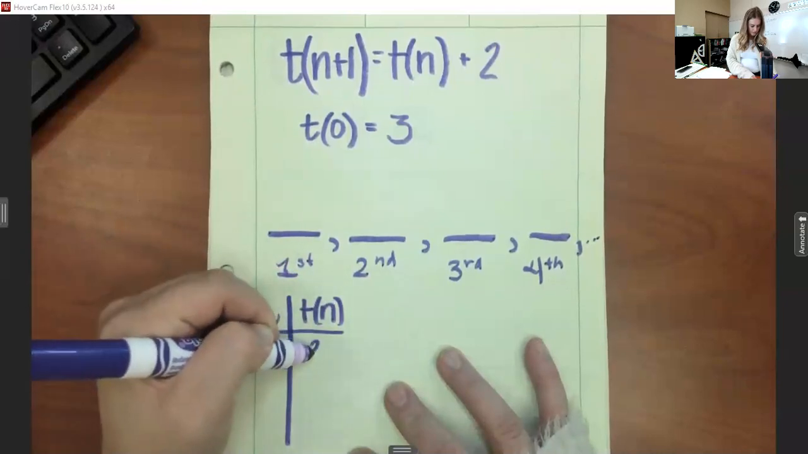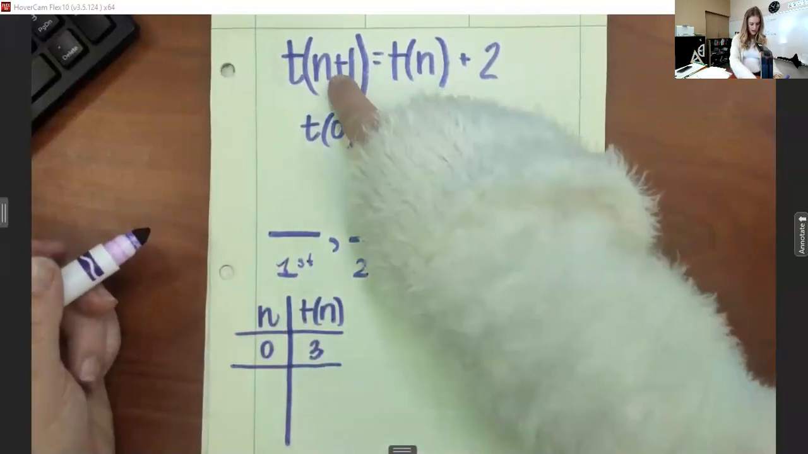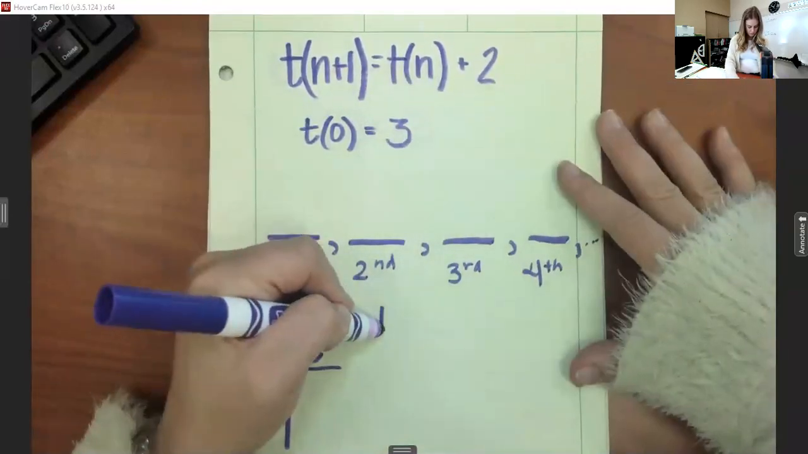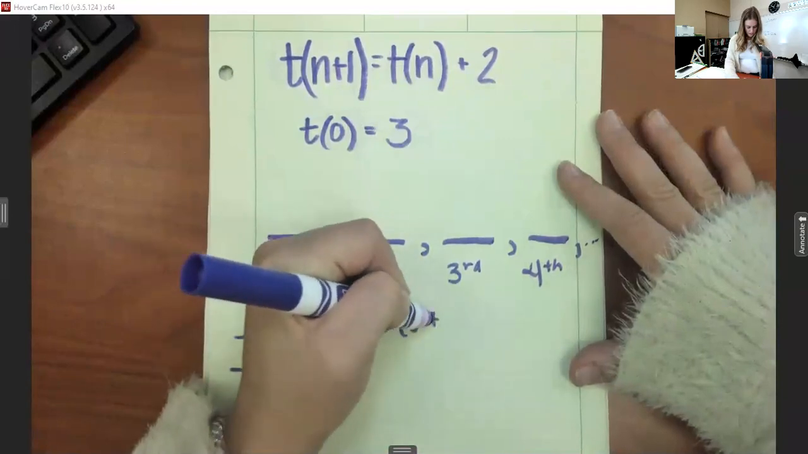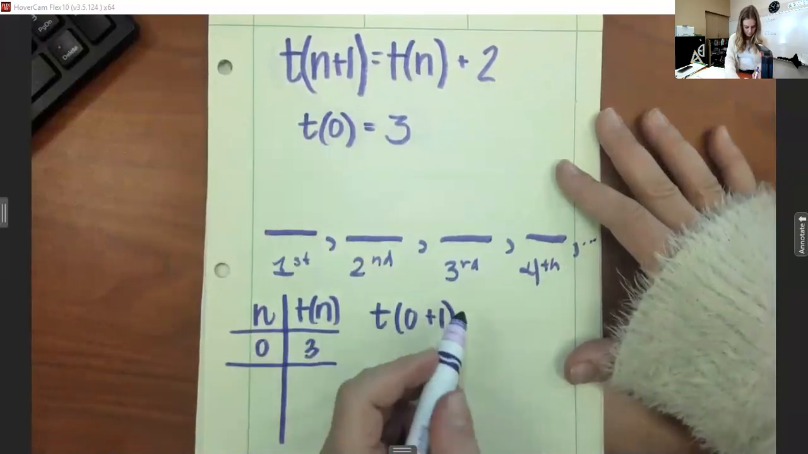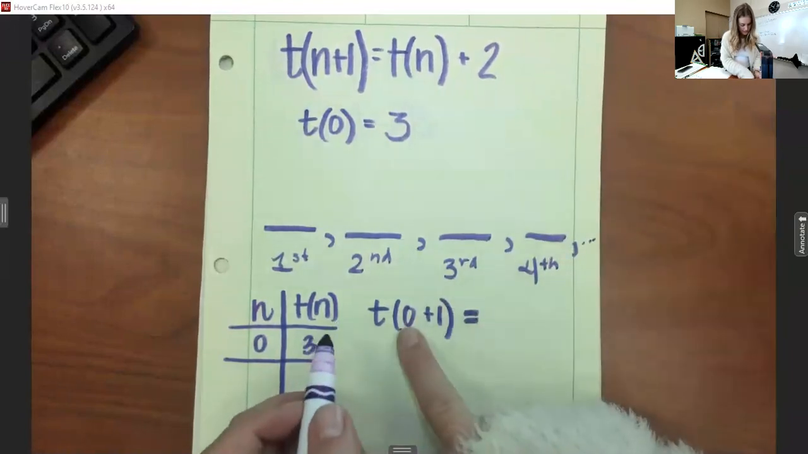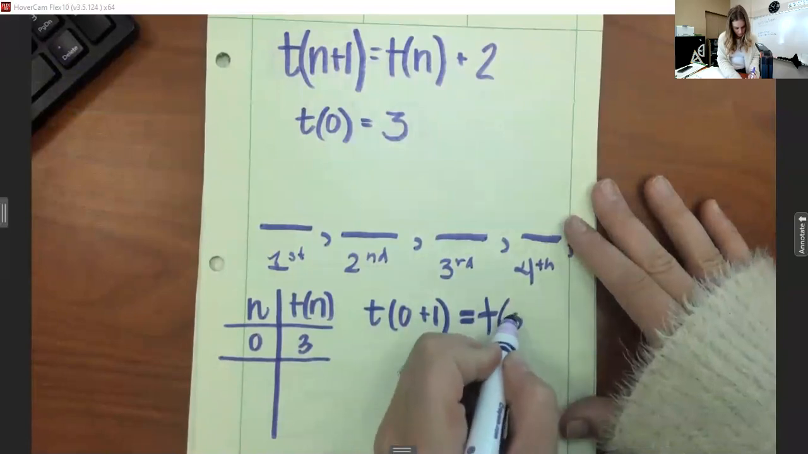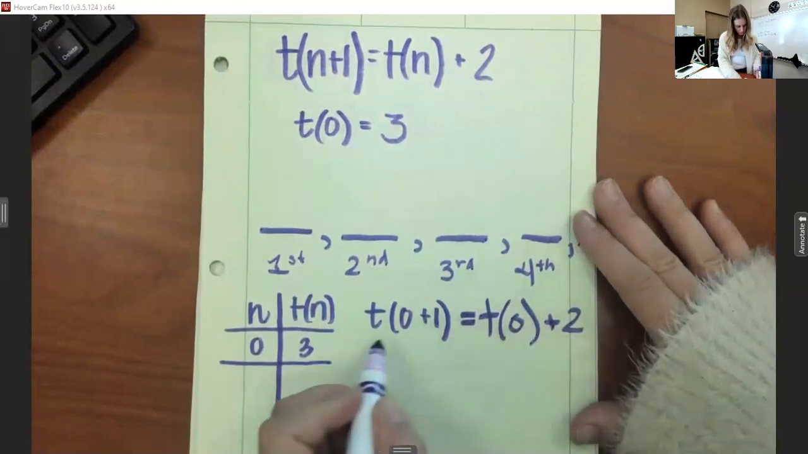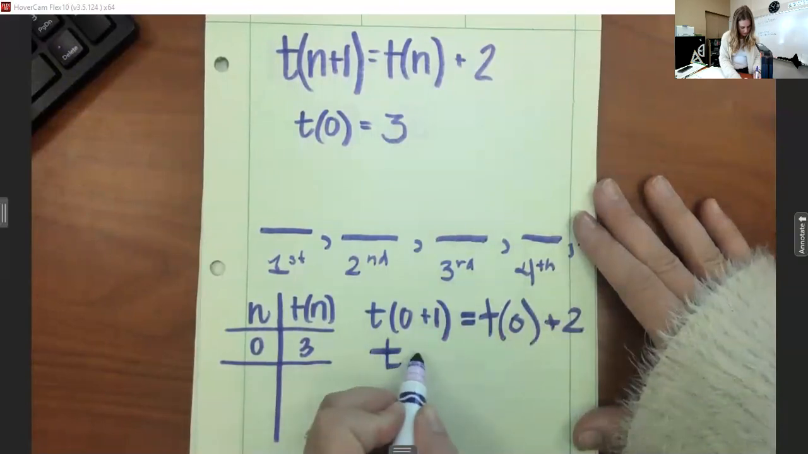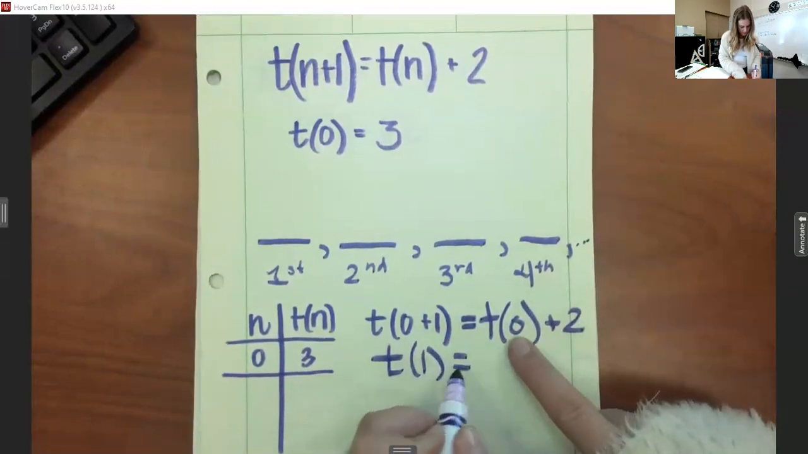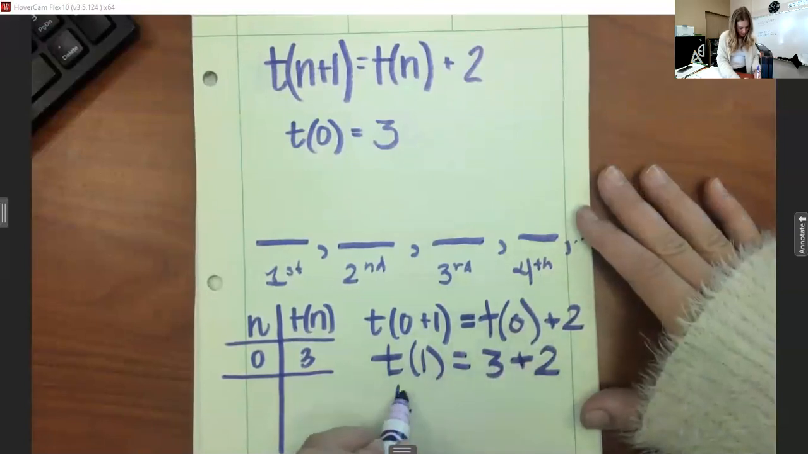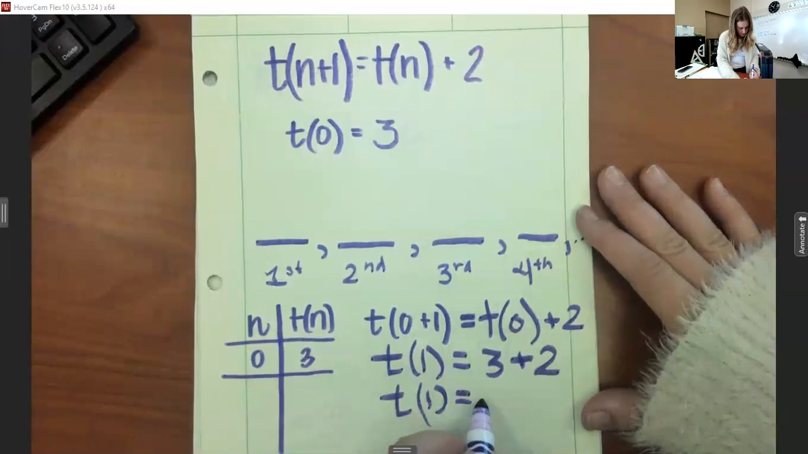Okay, t of 0 is 3. Now let's plug what we know into this equation. If we wanted to find t of 1, we would do t of 0 plus 1, because that'll end up being 1, equals, what is n in this case? It's 0. T of 0, and then I'm going to add 2. Okay, t of 0 plus 1 is just t of 1. T of 0 is equal to 3, just some substitution. So now I know t of 1 is equal to 5.